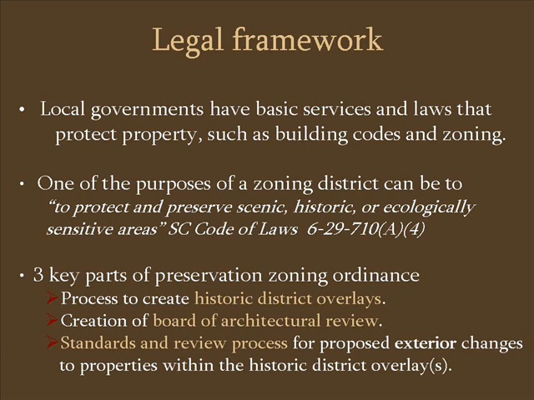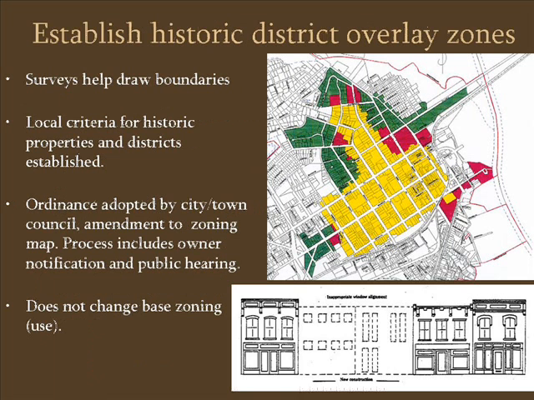So because the State Code of Laws allows local governments to do this, they can create local zoning ordinances and historic district overlays to protect the historic areas in their community. And part of that process is the creation of a Board of Architectural Review and the creation of a set of criteria and a review process to review exterior changes within that local district.